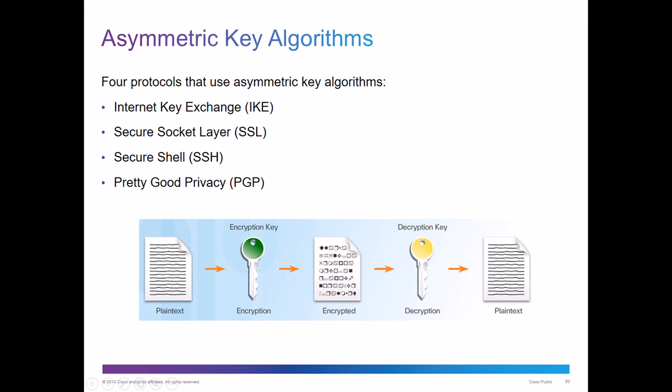SSH, when we use SSH in lab to connect to the router for remote access, we use RSA. Remember, we do crypto key generate RSA. We're really creating a public and a private key. And Pretty Good Privacy also uses it to encrypt and decrypt emails. All right, so those are the four different protocols that use asymmetric key algorithms. Please write those down.